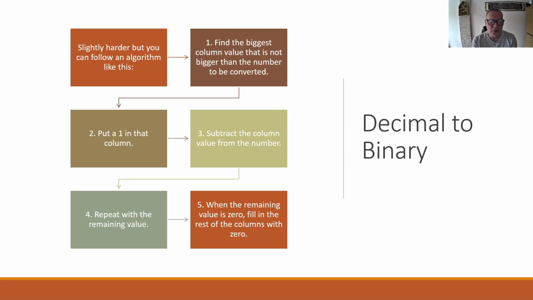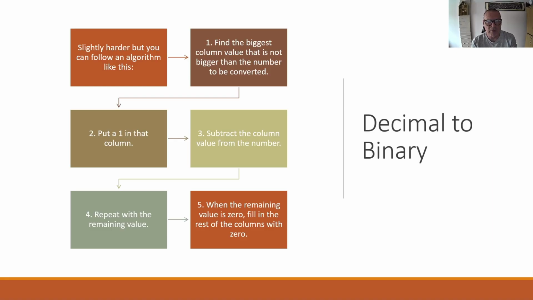So what we do is, in stage 2, we put a 1 in that column. So put a 1 in the 16 column. And then we can subtract the column value from the original number. In this case it was 30, we're using 16, so we take 16 away from 30 and we get 14. And then we keep doing that. We find the next column that's not too big, and then subtract that, and so on and so on, until we get down to a value of 0.